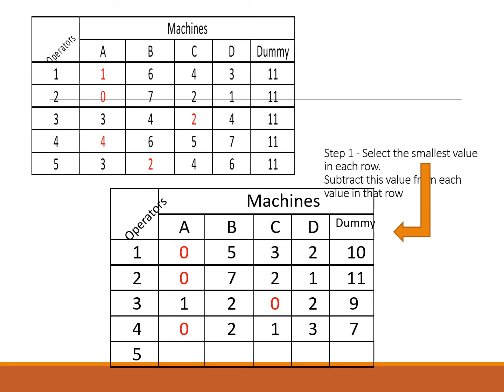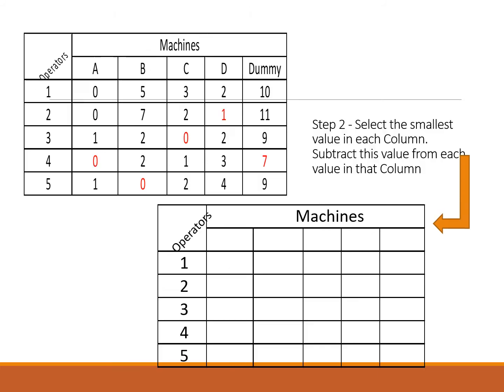Next move on to operator 5, row 5, the minimum is 2. So 3 minus 2 is 1, 2 minus 2 is 0, 4 minus 2 is 2, 6 minus 2 is 4, 11 minus 2 is 9. So here we completed our step number 1, that is row subtraction. Now move on to step number 2, the column subtraction.